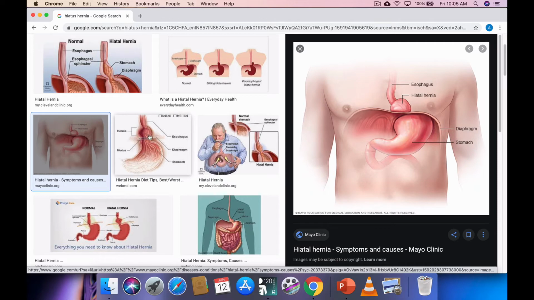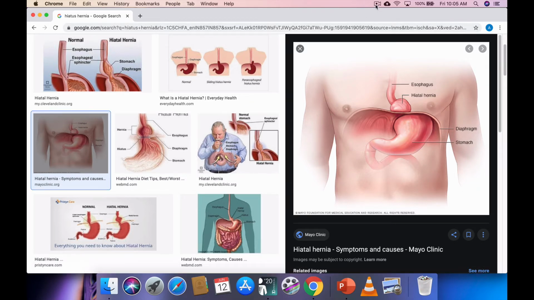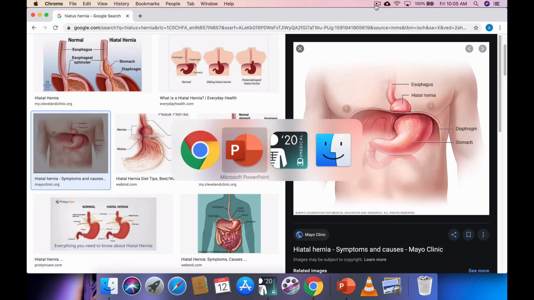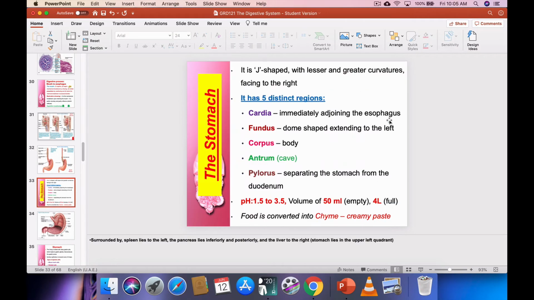Here you can see them. There are grades 1, 2, 3, 4. Grade 1 and grade 2 are no problem. Grade 3 and grade 4, what happens? The maximum part of the stomach goes up and causes severe discomfort. Then the patient needs surgical intervention. So this is what you have to know about the gastroesophageal junction.